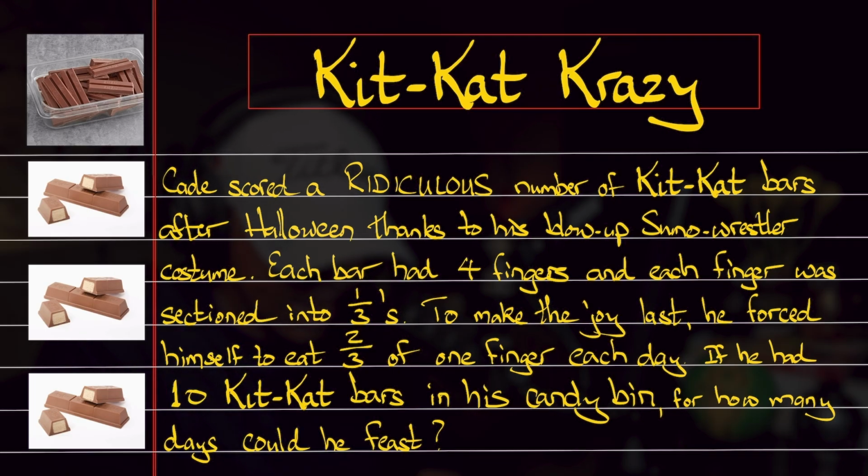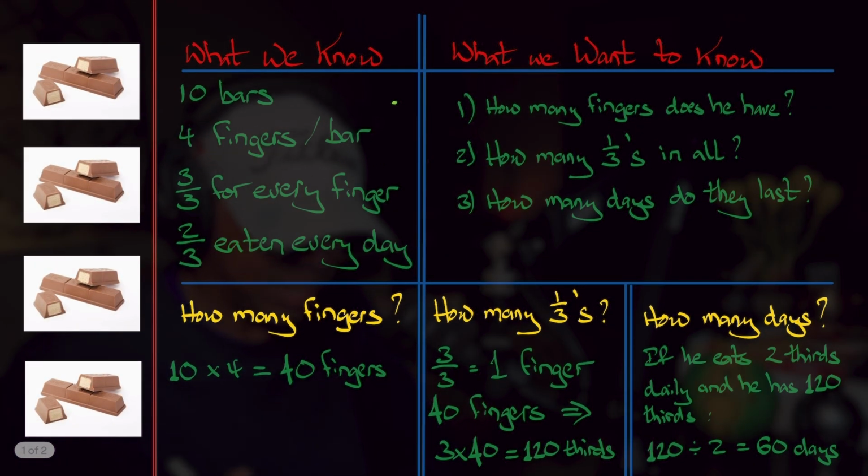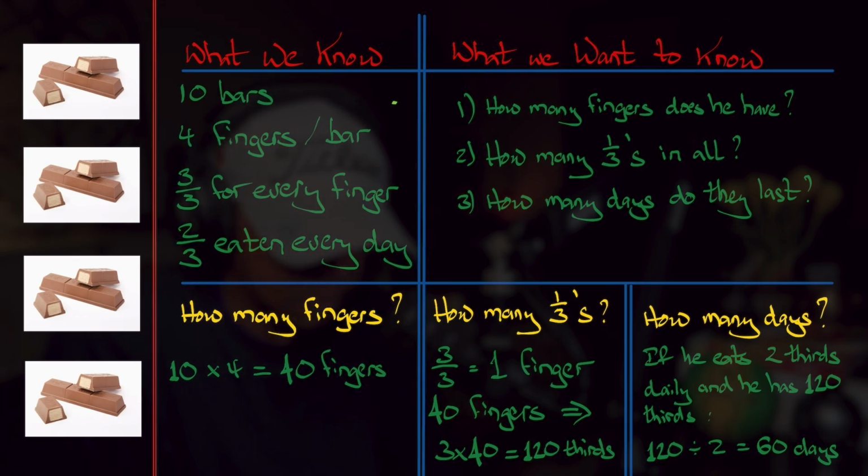And since he had 10 Kit Kat bars, whoa, Cade, nice. Since Cade had 10 Kit Kat bars, the question is, how many days could he make those 10 Kit Kat bars last, eating 2/3 of one finger out of 4 fingers each day? Whoa, that's a bunch. Let's take this slowly and start with it section by section.